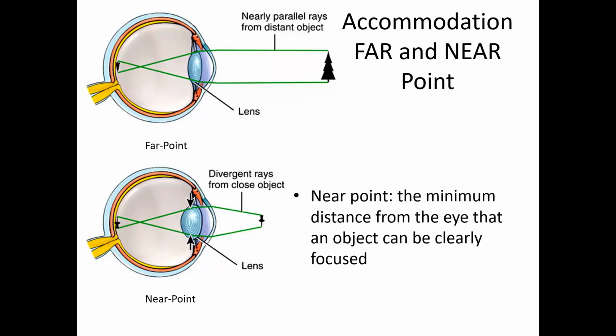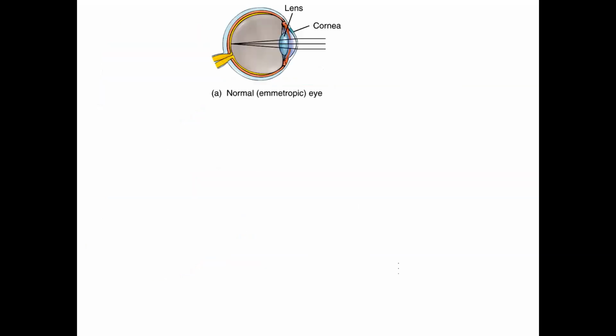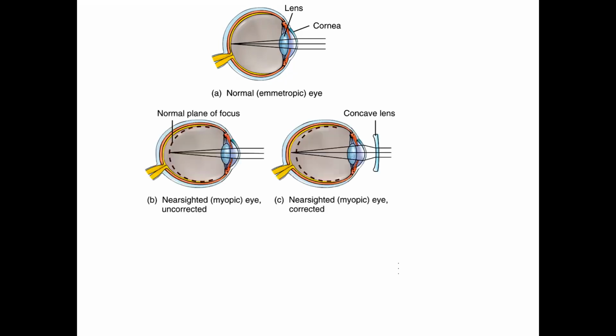Where the far point is the farthest point that I can get this correction to take place, and near point is the closest point that I can get this accommodation to take place. Now, this is what the bending of light should look like in normal conditions, but most people are not normal.